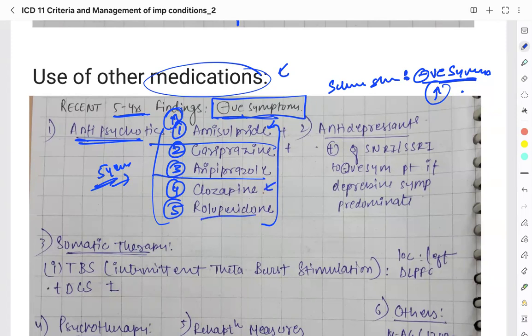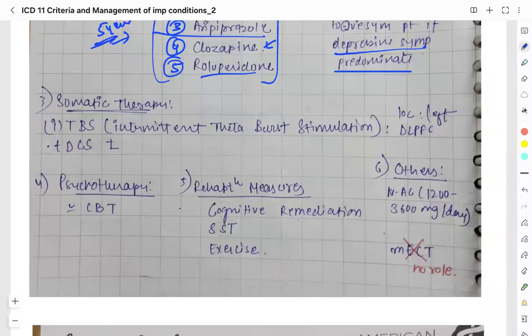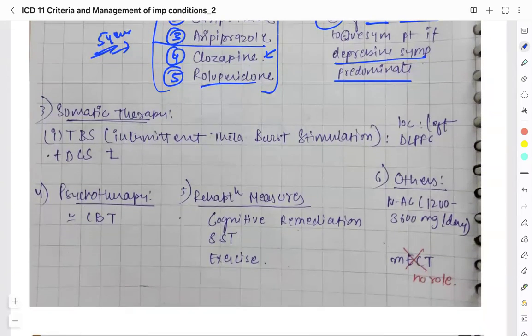All right. Then let's say there are negative symptoms, but depressive symptoms also predominate. In that case, you can add an SNRI or SSRI. They have not mentioned any specific one, but just that you can add antidepressants to these patients. For negative symptoms, they also mention intermittent theta burst stimulation and deep brain stimulation. The location is the left dorsolateral prefrontal cortex. This also works very well. This is called somatic therapy.